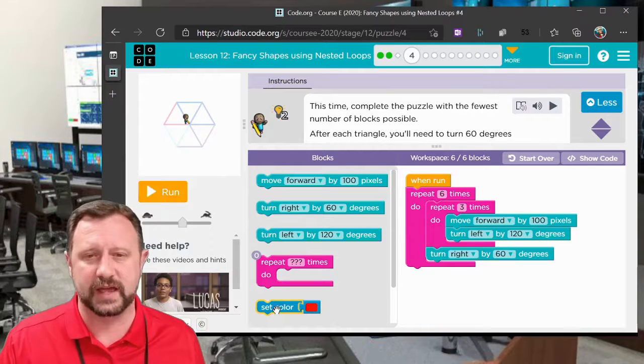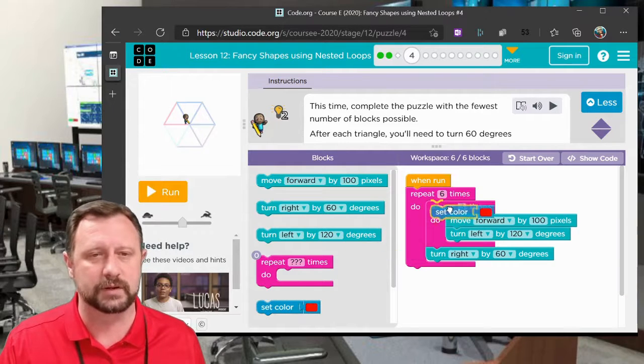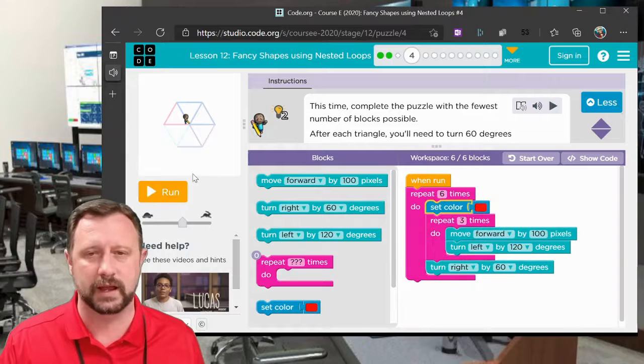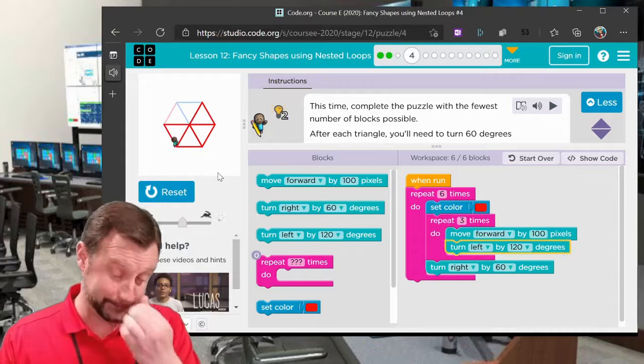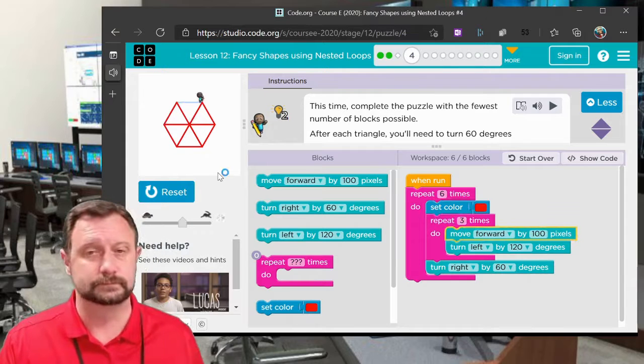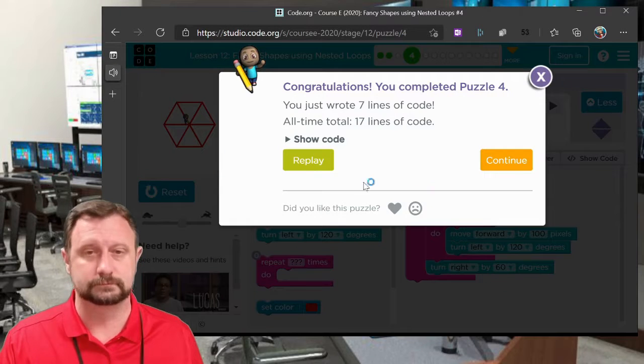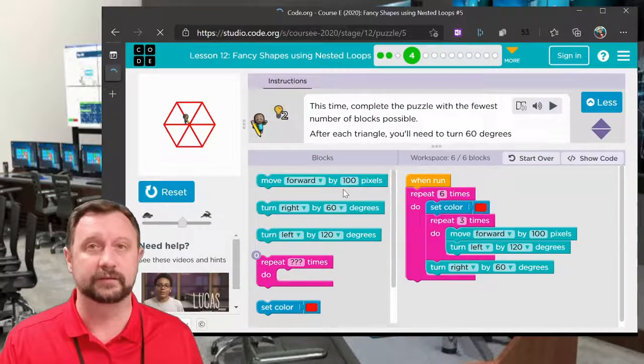Now I'm not going to use that color block. You can kind of see how the... Actually, you know what? I am going to use that color block. I'm going to set the whole thing and make it red. Wildcat red. Here we go. There we go. Puzzle number 4 complete. On to puzzle number 5.